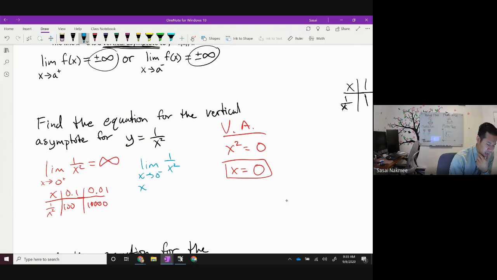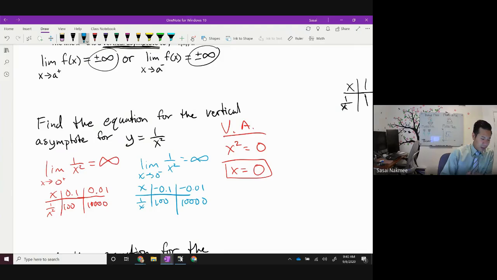And I could do the same thing. I could just try these values for x that are getting closer and closer to 0 from the negative side, like negative 0.1 or negative 0.01, and see what that is. You plug that in the calculator, and it's going to come out the same thing. This is going to come out to 100. This is going to come out to 10,000. So this is also approaching infinity, right?